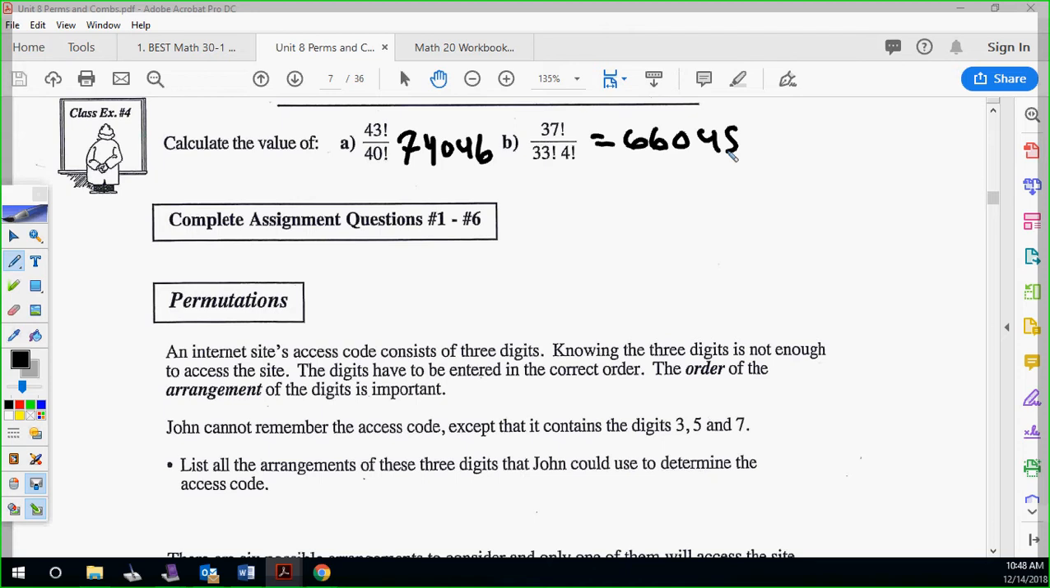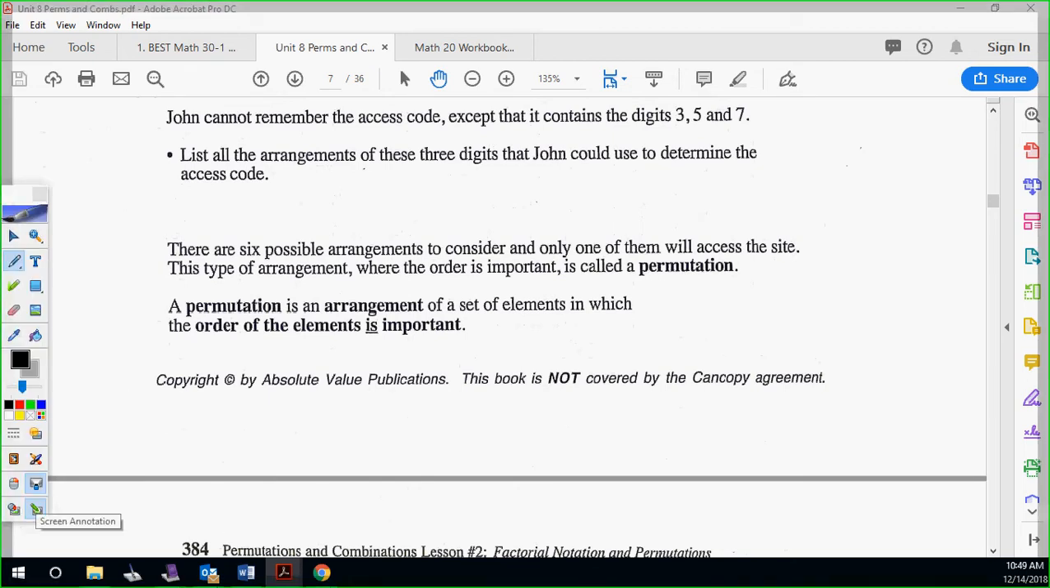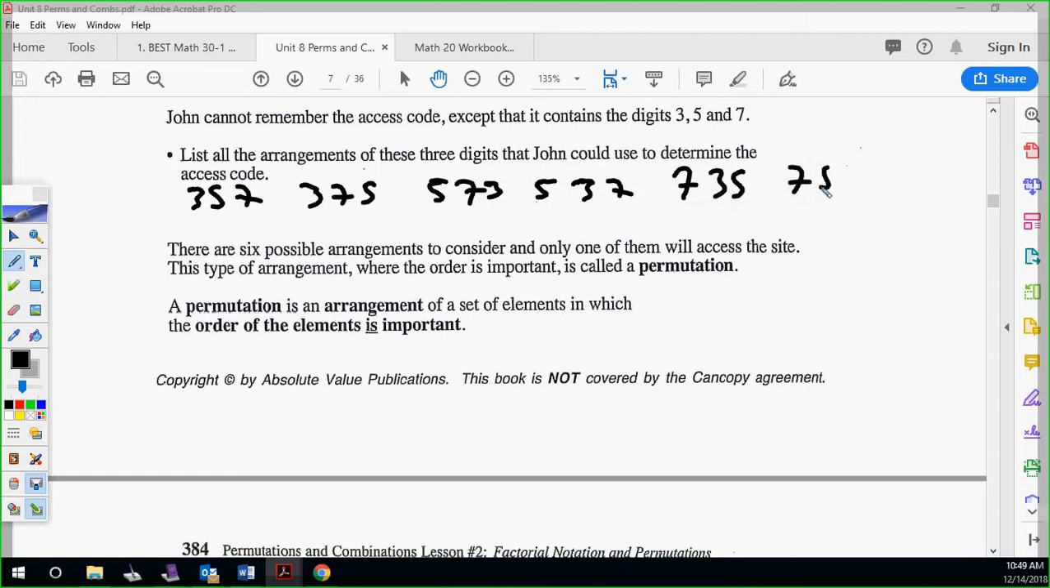John cannot remember the access code except that it contains digits 3, 5, and 7. List all the arrangements possible with 3, 5, and 7. So what are all the possible arrangements for 3, 5, and 7? So we'd have obviously 3, 5, 7, 3, 7, 5, we can go 5, 7, 3, 5, 3, 7, 7, 3, 5, 7, 5, 3. So we have 6 possible options for arranging those. So there's 6 possible arrangements to consider, and only one of them will access the site.